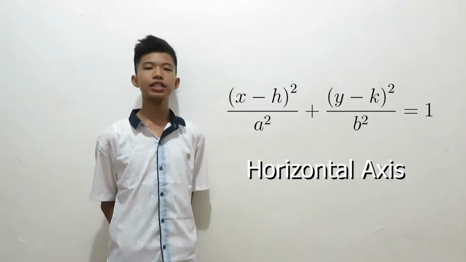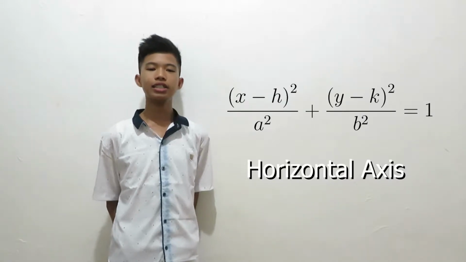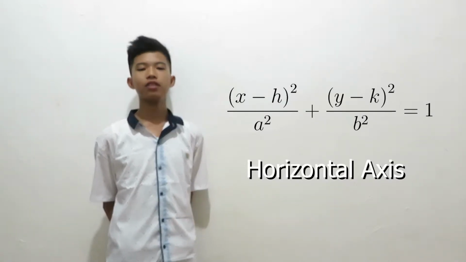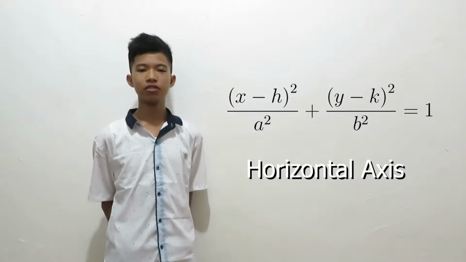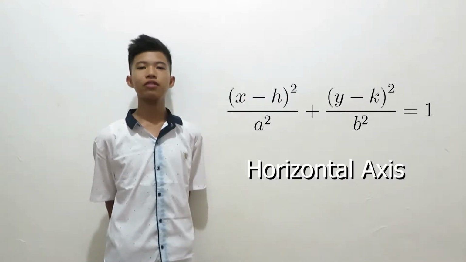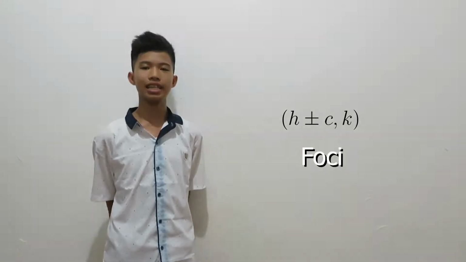For the horizontal axis, the standard equation is (x minus h) squared over a squared plus (y minus k) squared over b squared equals 1. Center, h and k. Vertices, h plus or minus a and k. Co-vertices, h and k plus or minus b. Foci, h plus or minus c and k.